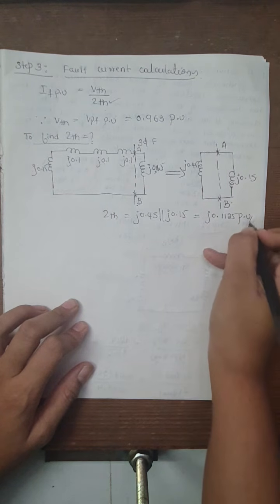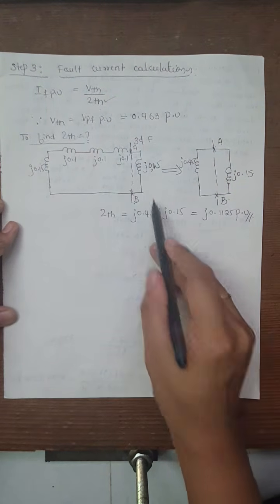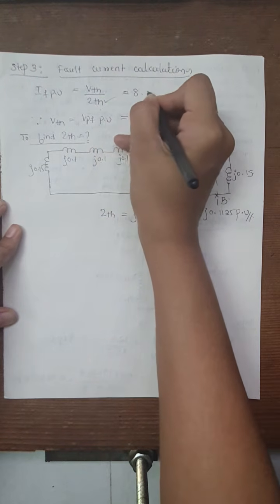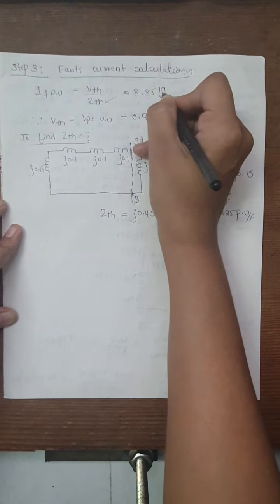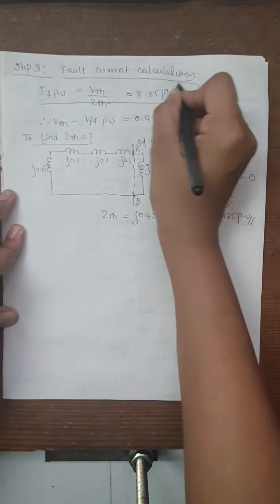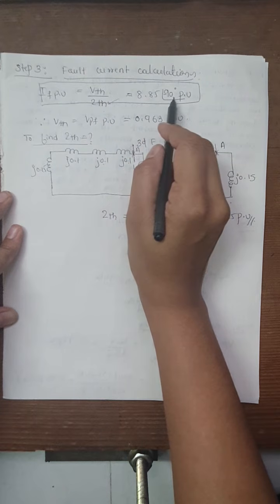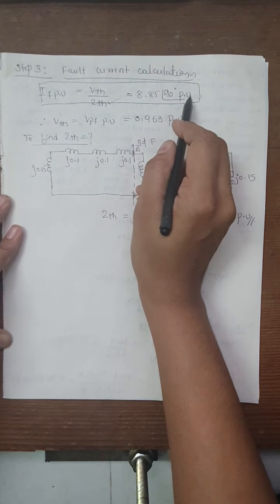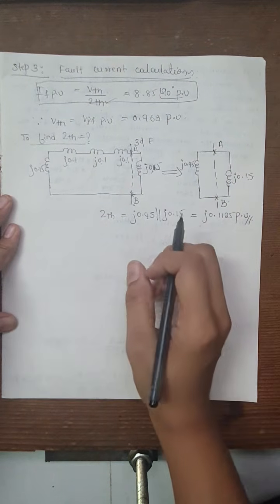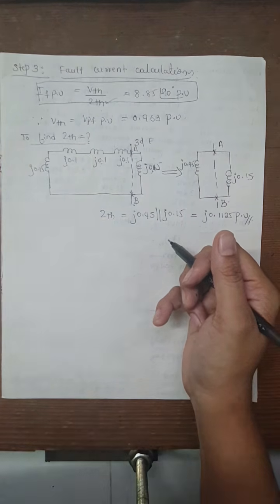J0.1125 per unit. So next what you can do, you need to substitute VTH value and ZTH value in the above formula. So what you will get the answer as 8.85 at an angle of minus 90 degree per unit. So remember, this is the value for the fault current in per unit, 8.85 at an angle of minus 90 degree. So next, this is going to complete with the step 3. So next we are going to calculate with the step 4. So that is subtransient current calculation in per unit first.